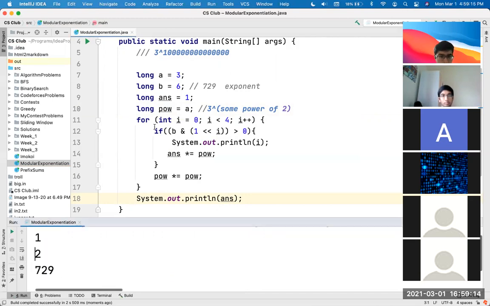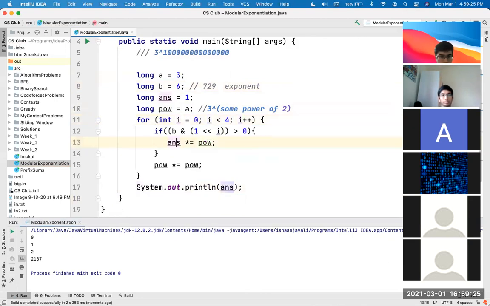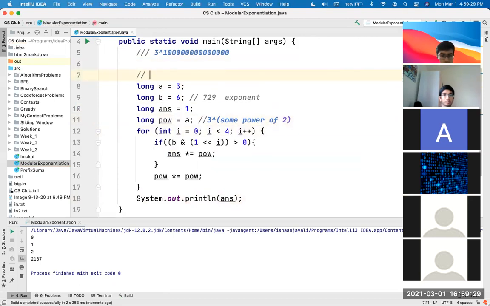Yes, you can see it found 3 to the 6th. And just to make sure that this works, we'll try 7 as well, and it prints out 2187. Yes, I'll go over the code once more to explain what it actually does. So we're trying to find A to the B really fast. And the reason for this is because B can be a humongous number, and we'll test it soon with a really large number, but we want to calculate this product really fast.